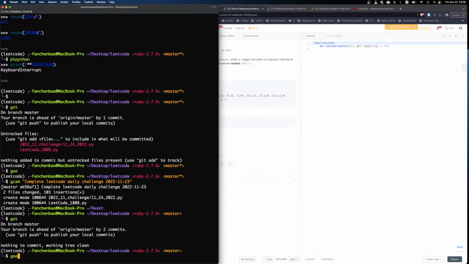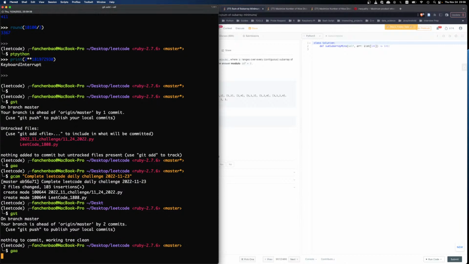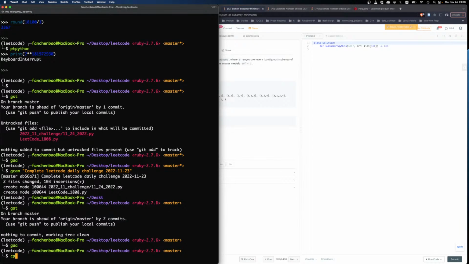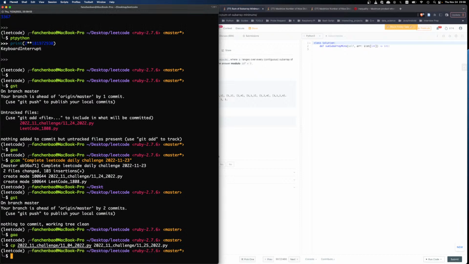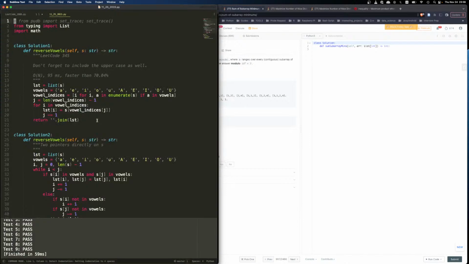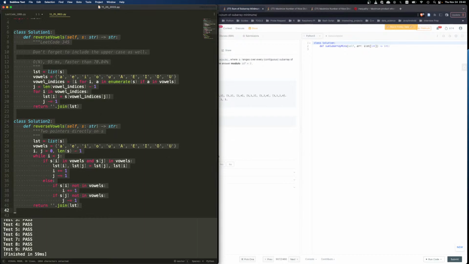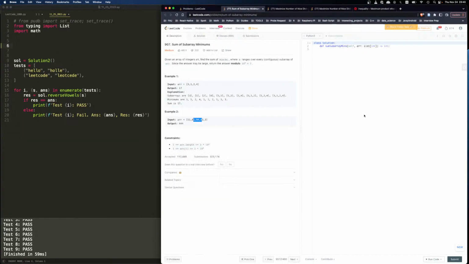Oh, by the way, I also figured out what went wrong yesterday. Basically, last night I was having a lot of issues with my terminal, and the reason was I installed Homebrew, but it was using the ARM, the M1 chip Homebrew.